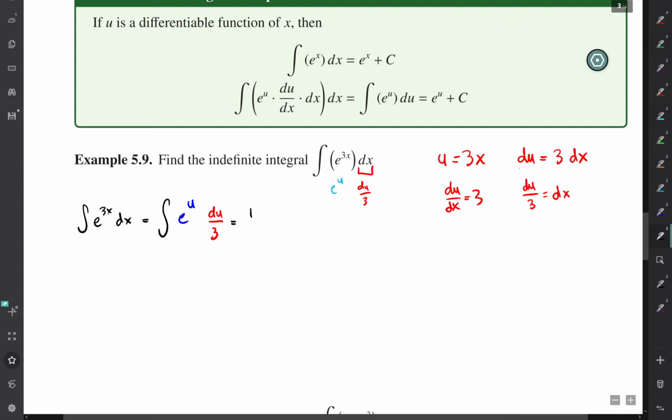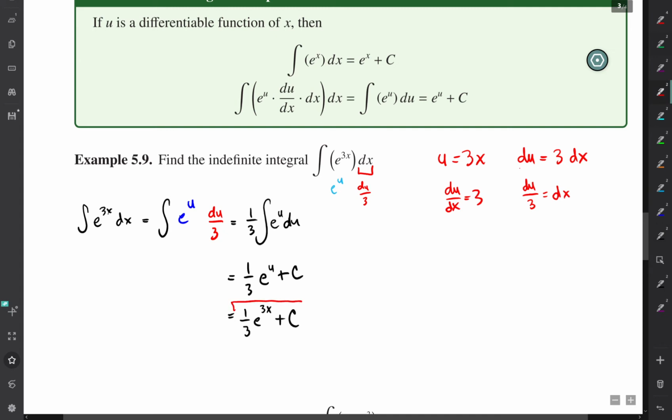So then, just to make things look a little bit nicer, I always write the 1/3 out front of the integral. So this is 1/3 the integral of e to the u du. And then the integral of e to the u du will just be e to the u plus c. And then finally, you plug back in 3x for u. So you get 1/3 e to the 3x plus c.